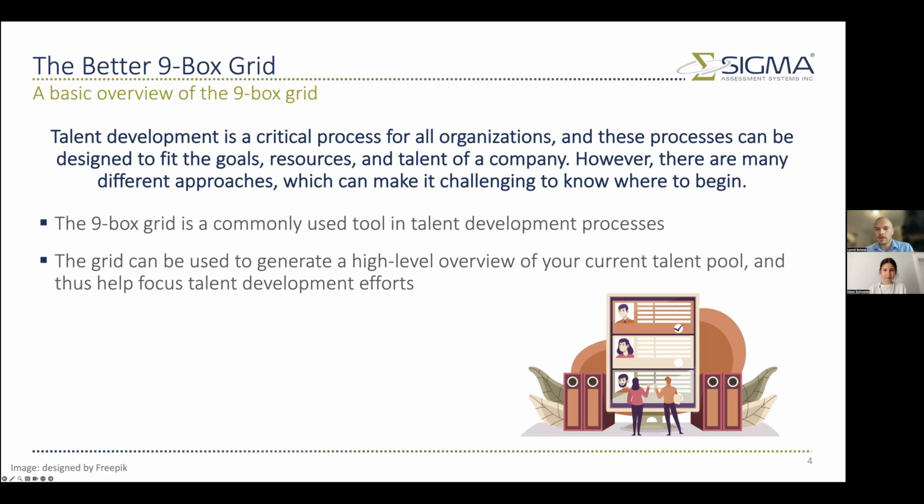So as many of you know, talent development processes, while absolutely critical, are quite the challenge to conceptualize, implement, and also evaluate. And since talent development processes are uniquely tailored to organizations, it can be quite challenging to know where to actually begin with the whole process. Now, the 9-box grid can be used as a starting point to generate a high-level overview of your current talent pool. And then as such, it can help guide subsequent development efforts based on where employees land on this grid.